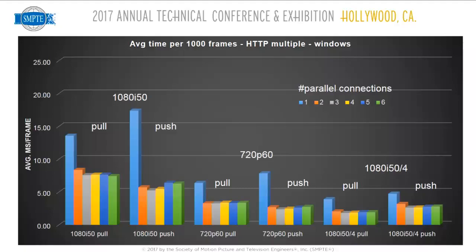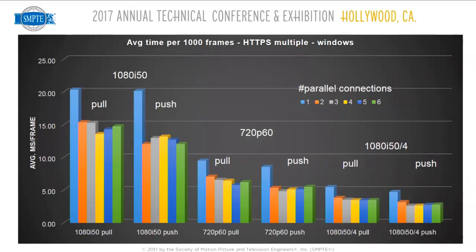This is HTTP on Windows. This was HTTPS on Windows, so the encryption, decryption has an overhead. It's not quite such a benefit, but sending 2 frames in parallel was always a significant performance improvement in aggregate. And because we can divide the frames into 4, then we can benefit there.